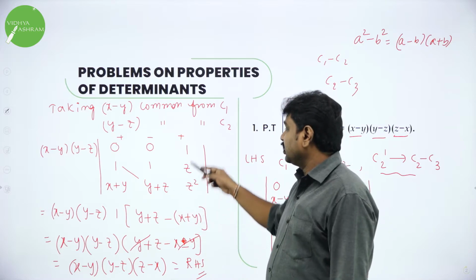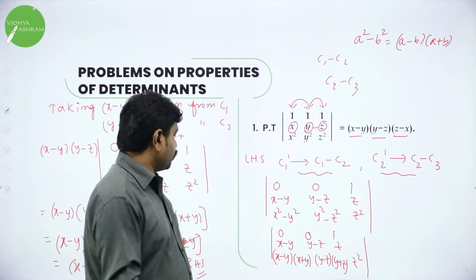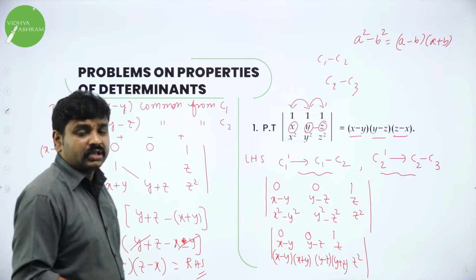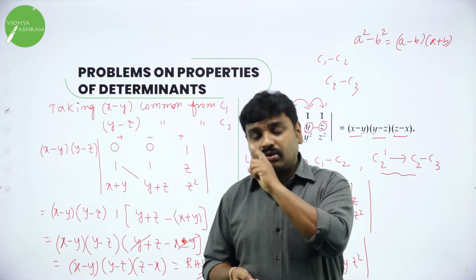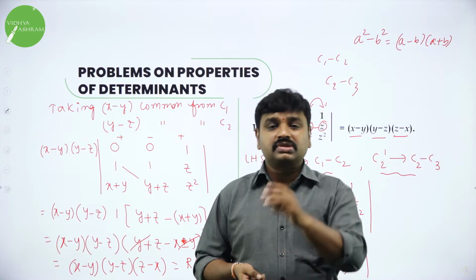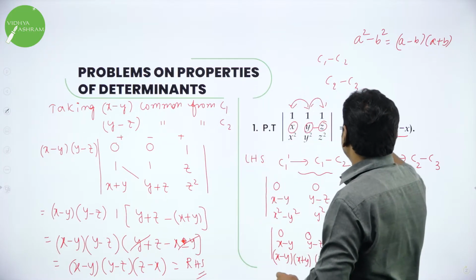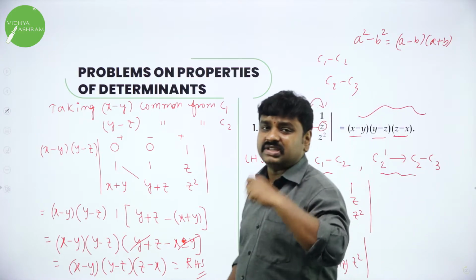So, now expand it. Last element if you expand, you will get the answer. So, hence the proof. We got (x minus y), (y minus z) and (z minus x), hence the proof. So, I hope all of you understood. Whether you have to add the rows or subtract the rows, or add the columns or subtract the columns, the decision depends on RHS. So, every problem will have its own RHS, observe the RHS and decide.